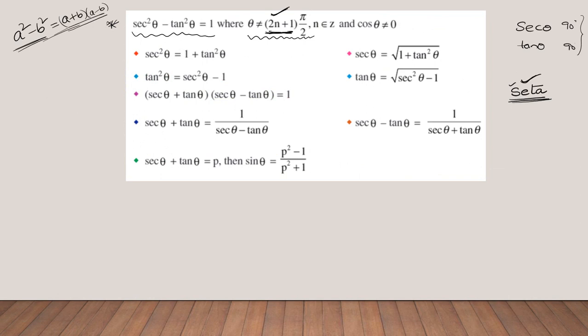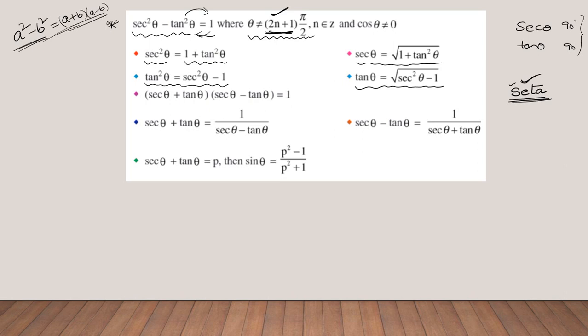First one, secant square theta minus tan square theta is equal to 1. This is the standard trigonometric identity, right? Now if I want only secant square theta, I can transpose minus tan square theta, then it gives me 1 plus tan square theta. So from this secant theta I can write as root of 1 plus tan square theta. In the same way, if I want tan square theta, I need to transpose minus tan square theta to the right hand side and plus 1 to the left hand side. Then I am going to have tan square theta is equal to secant square theta minus 1. So from this, tan theta is equal to square root of secant square theta minus 1, right?